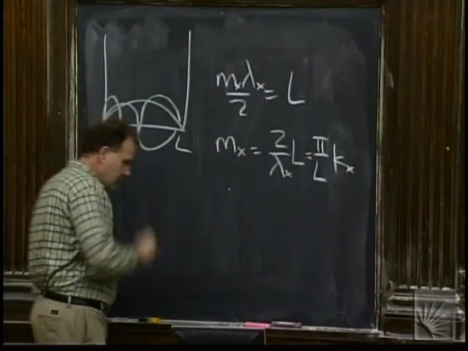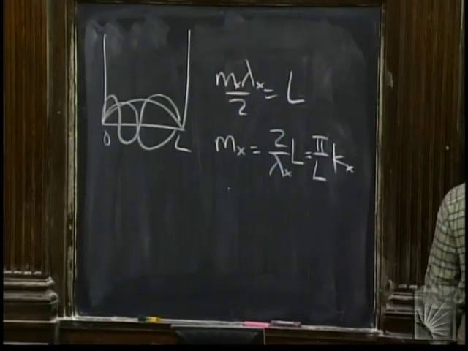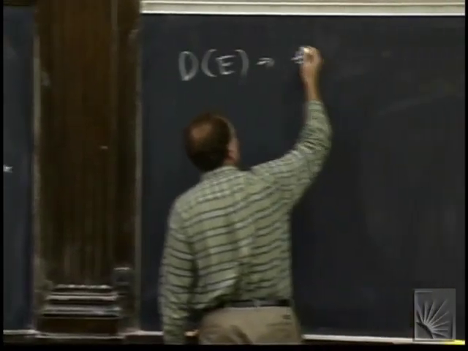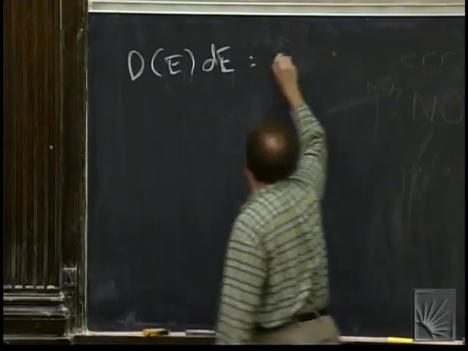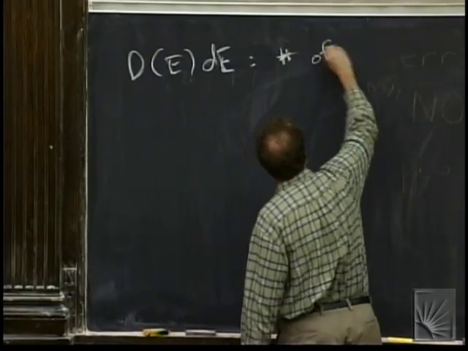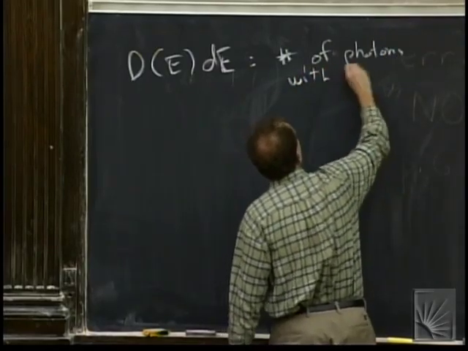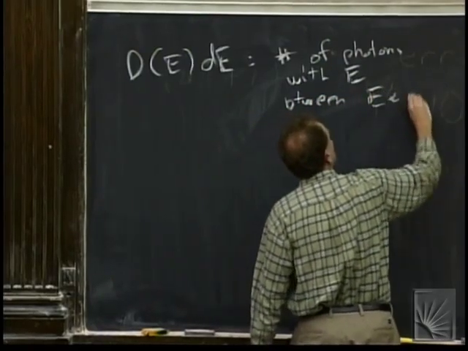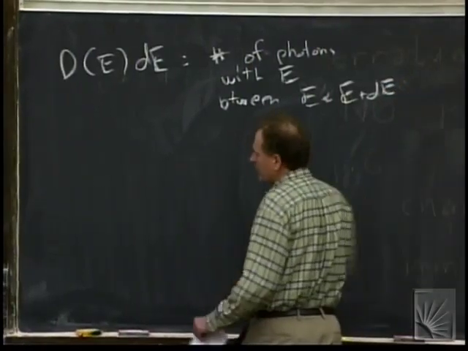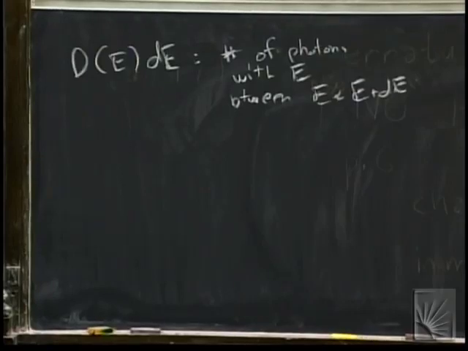So I'm trying to get the density of states, trying to get D of E. This is sort of the number of photons. D of E dE is the number of photons, in this case, with energy between E and E plus dE. Okay, so I wrote down a condition for a number m, which is running 1, 2, 3, 4, 5, whatever, and k.